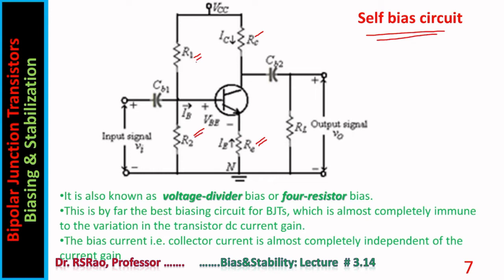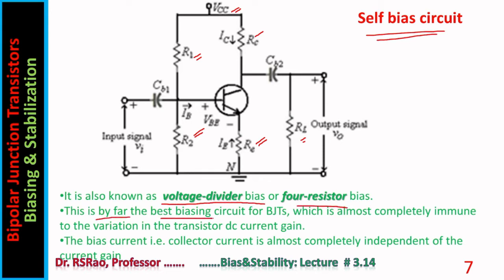Earlier only one resistor was there, it was called RB. But here two resistors, R1, R2. VCC is bias voltage source, RL is load. A few points regarding circuit. It is also known as voltage divider bias or 4 resistor bias.